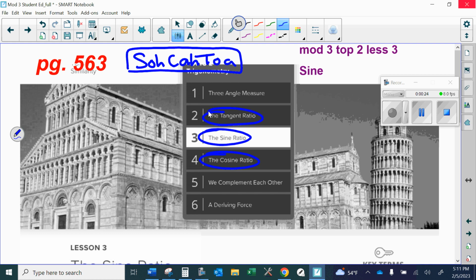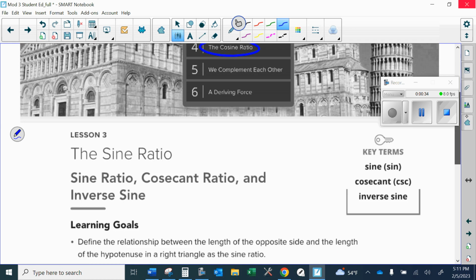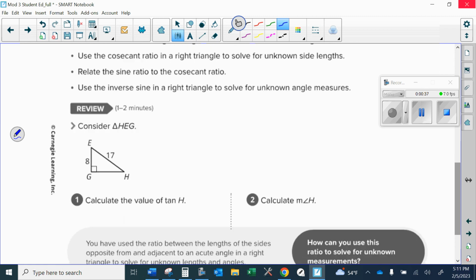So we just did tangent last time. Tangent equals opposite over adjacent. Today we're doing sine, this first one. So opposite over hypotenuse. So what they want us to do is quickly do a review of last time. Here it says calculate the value of tangent of h. So h is a reference angle.